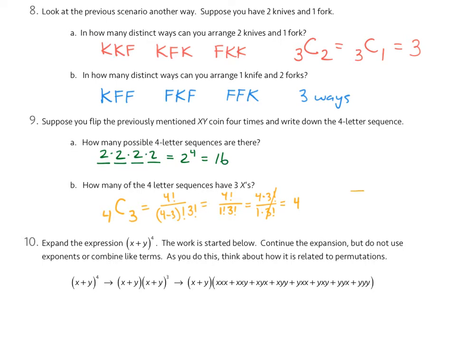You can also realize that there are only 4 ways you could create this sequence if you think about having 3 x's as also meaning that you only have 1 y. Well, how many ways can I make a 4-letter sequence if there's only 1 y? I can put the y right here, or in the second place, or the third spot, or the fourth place. 1, 2, 3, 4 different places. So there are 4 possible 4-letter sequences that have 1 y, or 3 x's.